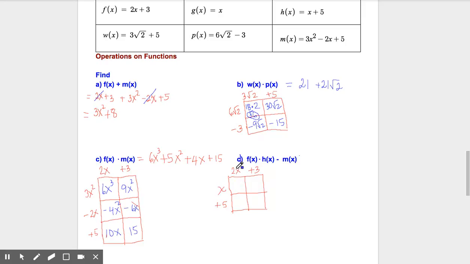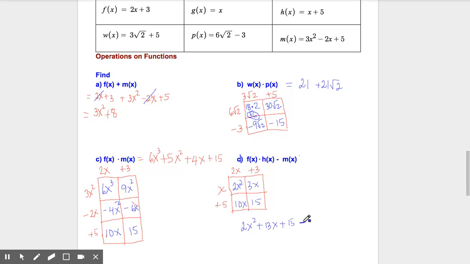this rectangle. So x times 2x is 2x squared. X times 3 is 3x. 5 times 2x is 10x. 5 times 3 is 15. So this tells us that f of x times h of x is equal to 2x squared plus 13x plus 15. So we'll put here 2x squared plus 13x plus 15.